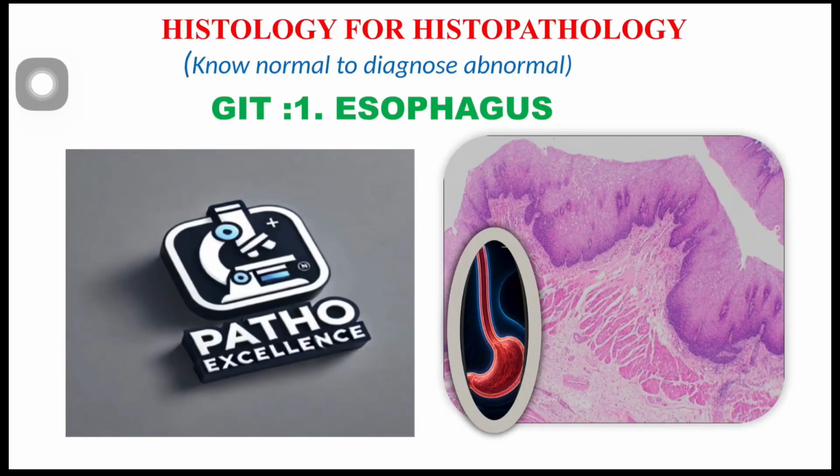Hello everyone, welcome to Patho Excellence and welcome to Histology for Histopathology, a new series built on one simple principle: know the normal to diagnose the abnormal. Before we recognize disease, we must understand the normal architecture, function and microscopic anatomy of every organ. So in this journey through the gastrointestinal tract and beyond, we'll learn how normal histology becomes the foundation for understanding pathology. So today we begin with the first organ in our series, the esophagus.